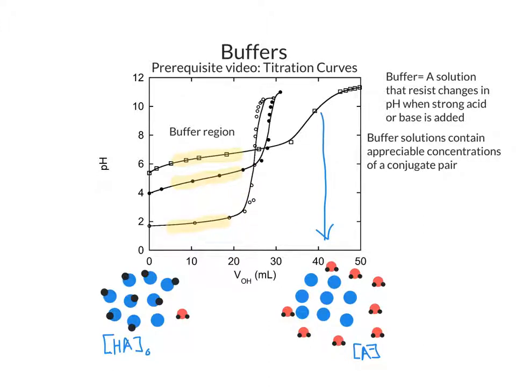So if I'm halfway to the equivalence point, what do I have in solution? If I have all HA when I start out and all A minus when I get to the equivalence point, then halfway to the equivalence point, I must have half and half. So I must have half HA and half A minus. And that means that my HA and my A minus concentrations are equal halfway to the equivalence point.